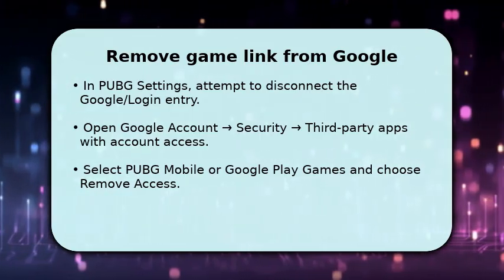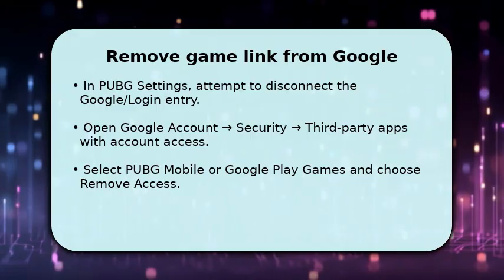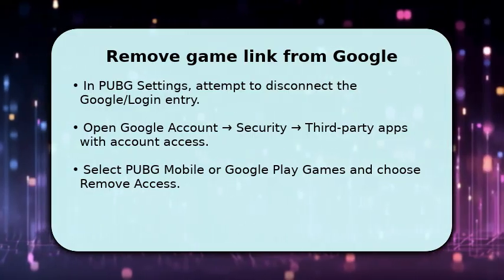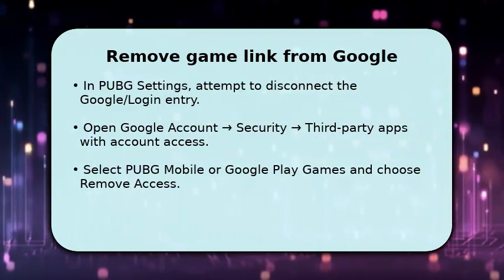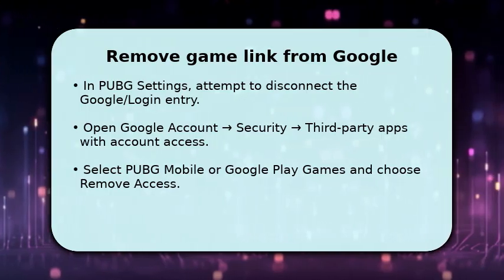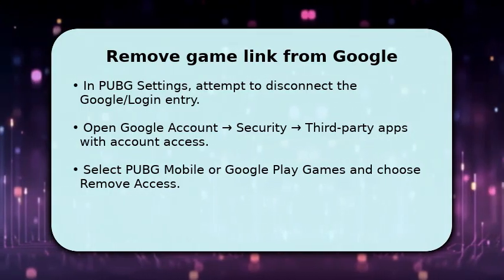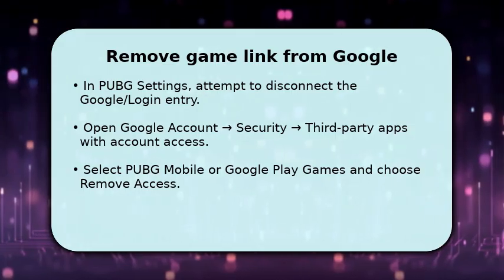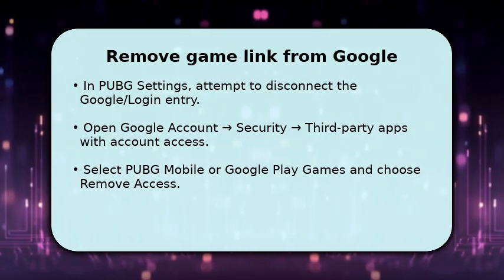Then open your Google account on a browser or device, go to Security > Third-party apps with account access, find PubG Mobile or Google Play Games, and remove access. This severs the OAuth permission and prevents automatic relogin. If there's no in-game disconnect, removing Google access.